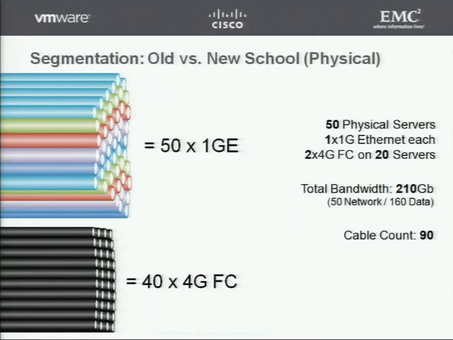Let me illustrate that. Let's take a for instance here. Let's say we have 50 physical servers, and I've got one gig Ethernet to each one of them, and on 20 of the servers I'm SAN connected. So I've got 2 4-gig FC links on each one. Total bandwidth you can see there, but the important thing is the cable count at 90. And trust me, I was very detail oriented in making my PowerPoint slide like this. That's the exact count.